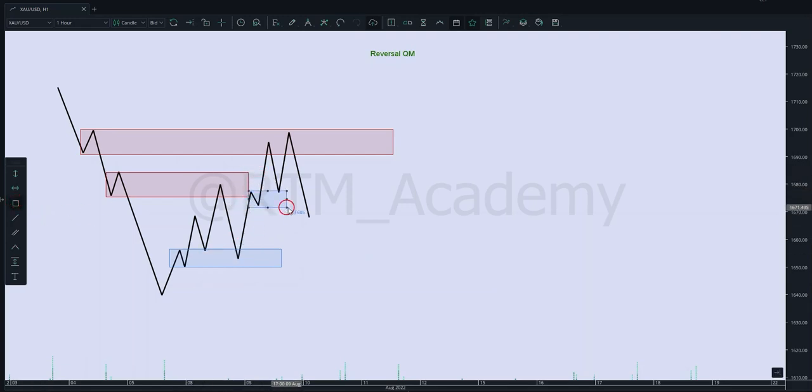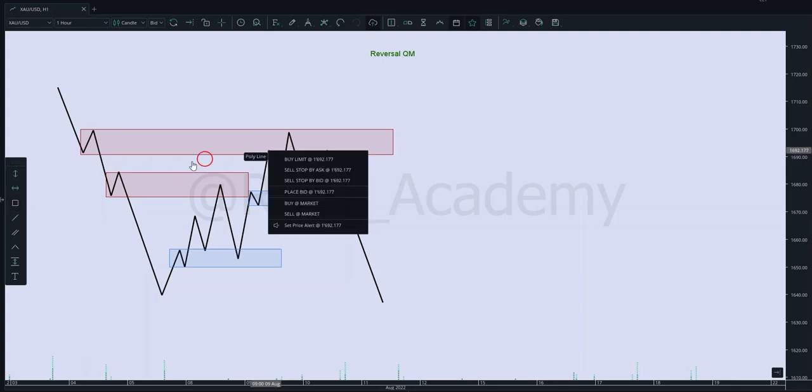So here we have the other area which transmits the price to this target. So price comes and engulfs this area, and this is a true QM, and price is going to make a reaction from here. So it is the QM level.